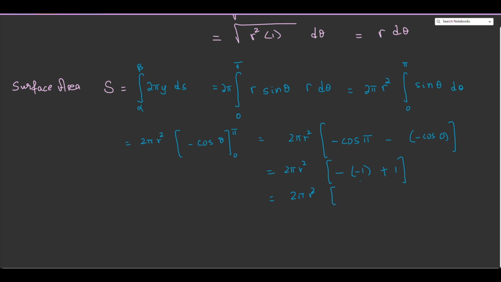Inside, minus minus again becomes plus 1, plus 1, and 1 plus 1 is equal to 2. And 2 multiplied outside with this 2 gives us 4 pi r squared. So this is the surface area of a sphere. That's how you can do this.